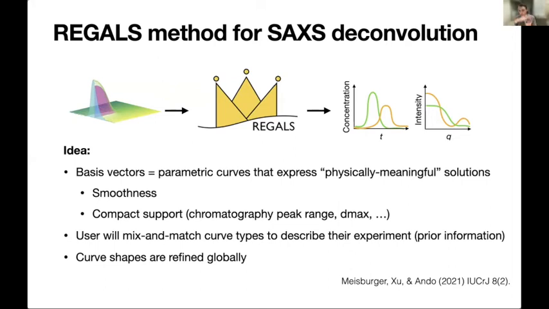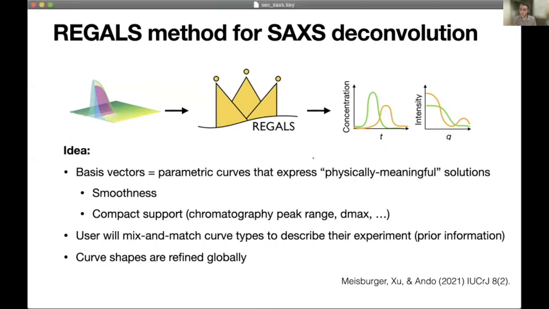We also can impose restraints on the SAXS curves. We can say the SAXS curves ought to be smooth, or the SAXS curves ought to have a P of R function with a certain maximum dimension. So for example, if we knew that something had a Dmax of 100, we could say, okay, this component has to have that restraint. And then the user basically can mix and match these different restraints to describe their experiment, the prior information they have. And then we just refine the whole thing globally.